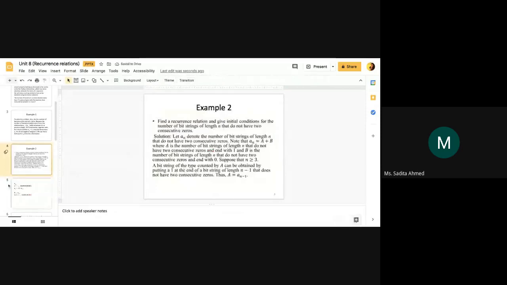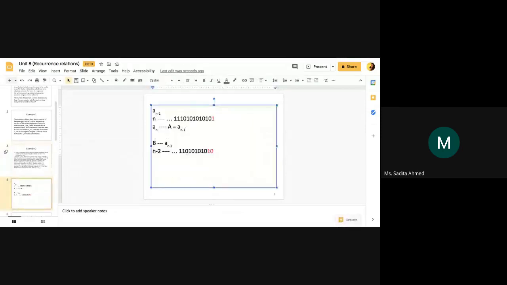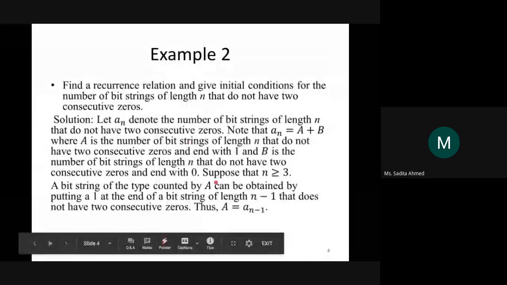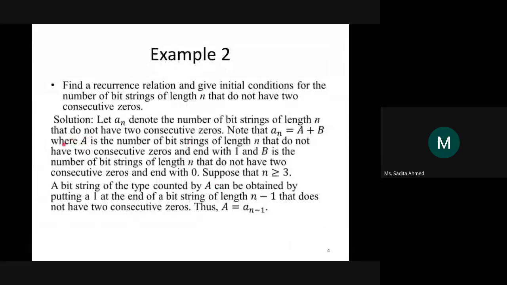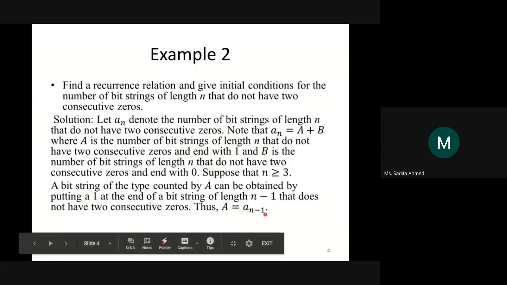But before we do that, is this part clear to you? That if we use A to represent the total number of bit strings of length n that do not have two consecutive 0 and end with 1. If A represents all bit strings of length n that do not have two consecutive 0 and end with 1, in that case, it's going to be the same as an-1.